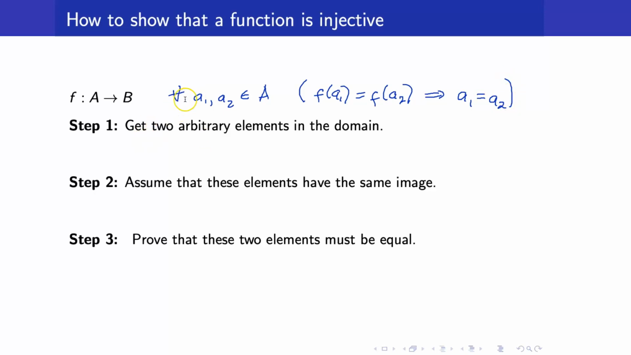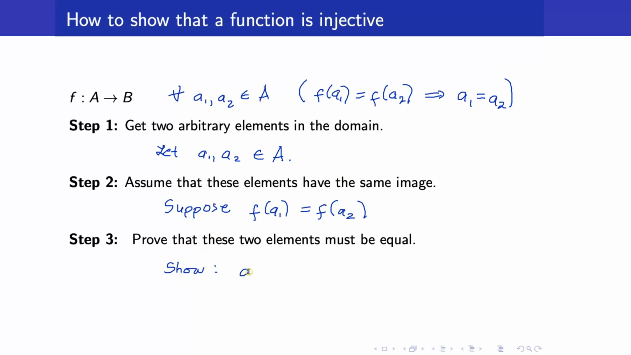So that's why step 1, we have for all A1, A2 in A. So that's why we start with: let A1 and A2 be elements of A. And then here you have this implication. So that's why you are assuming that f of A1 is the same as f of A2. And you need to show this. You need to show that they are the same.